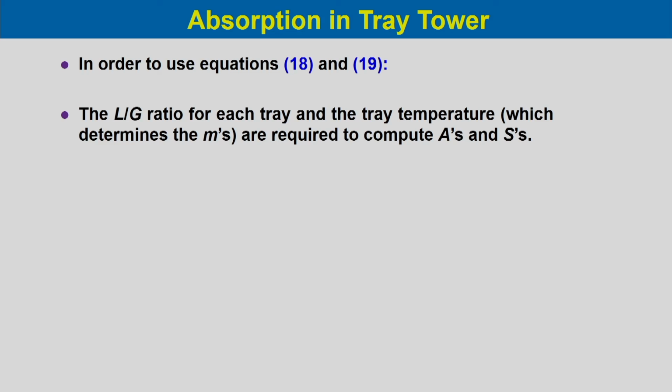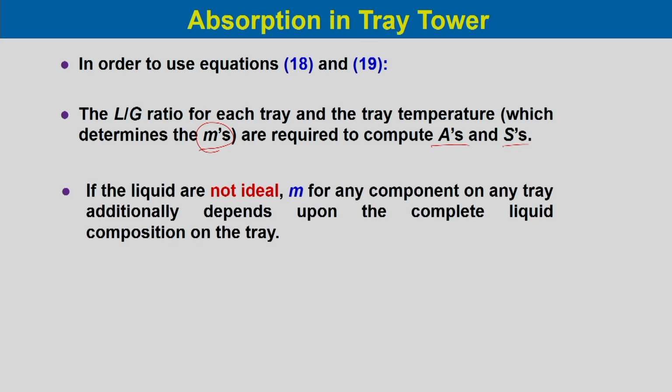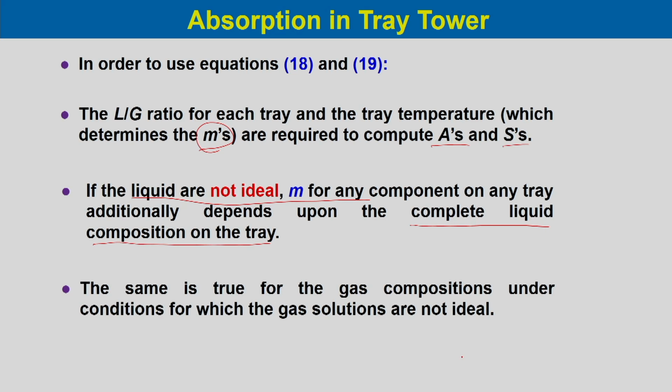what we need is the L/G ratio for each tray and the tray temperature, which determines the M's, the equilibrium, the Henry's constant, and it is also required to compute A_s and S_s, that is absorption factor and stripping factor. If the liquids are not ideal, M for any component on any tray additionally depends upon the complete liquid composition on that tray.